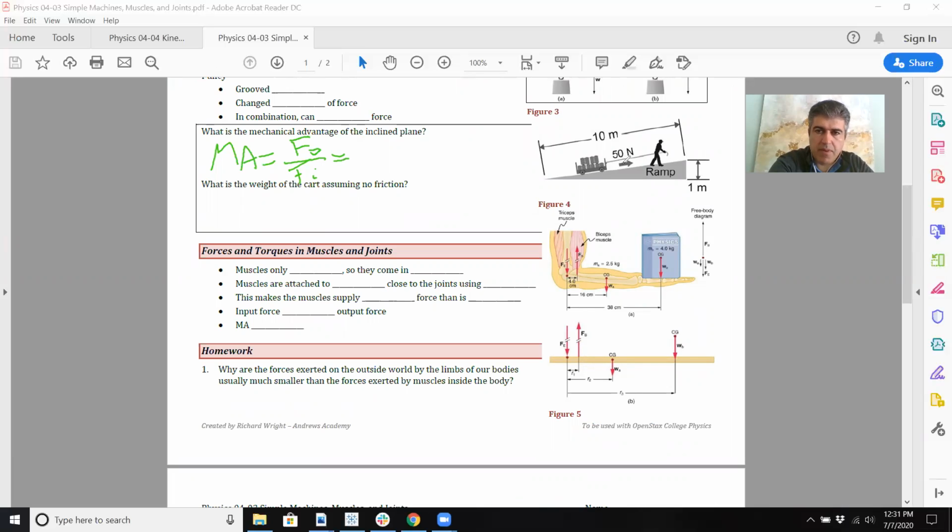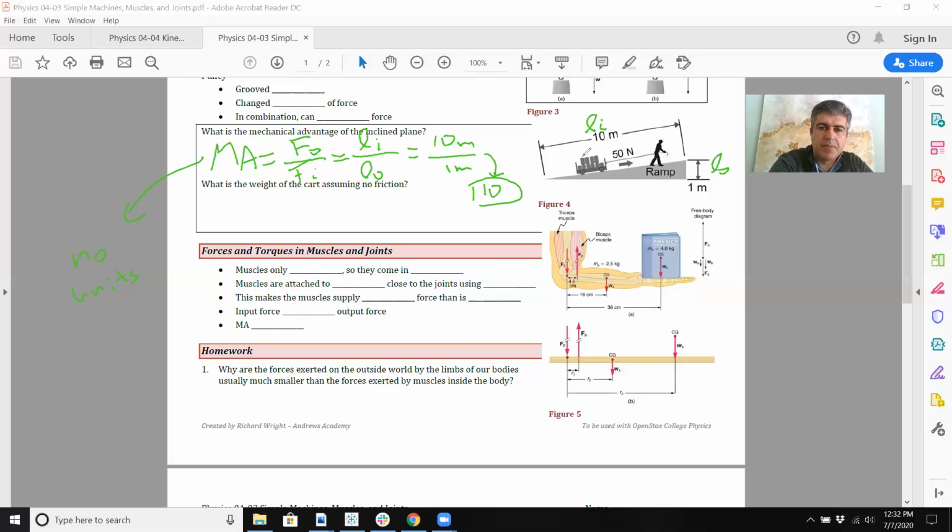Obviously this guy's pulling 50 newtons, right? And his weight is due to gravity. Now, it's the same thing as the input length over the output length. So the input, you're actually traveling 10 meters. And the output is you're actually lifting about 1 meter. So mechanical advantage is going to be 10. And it's unitless, because it's a ratio.